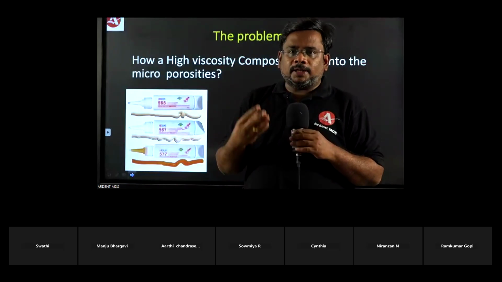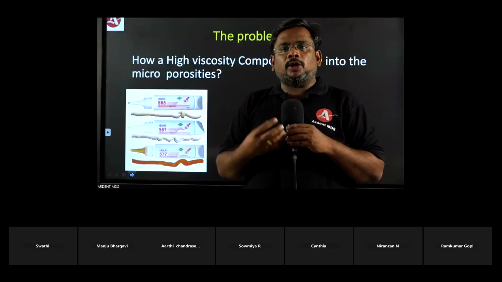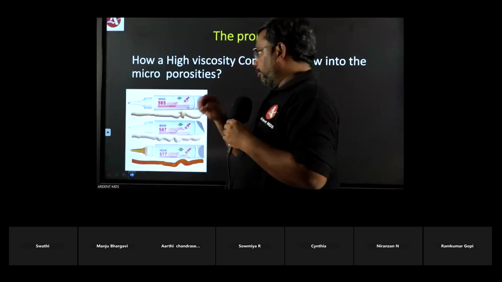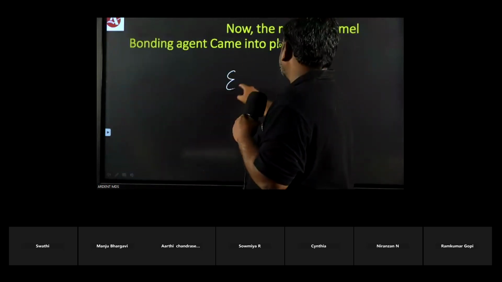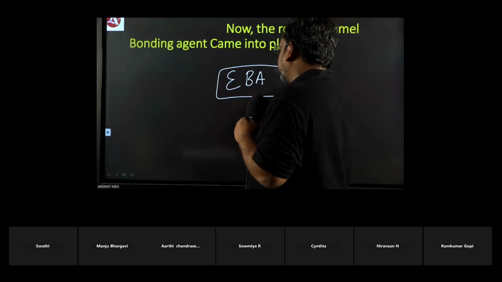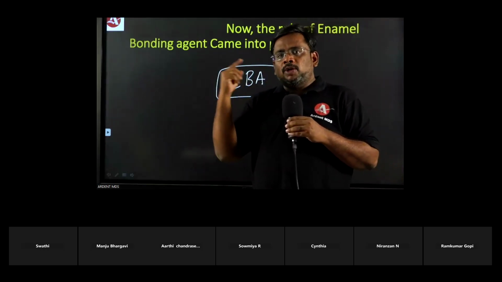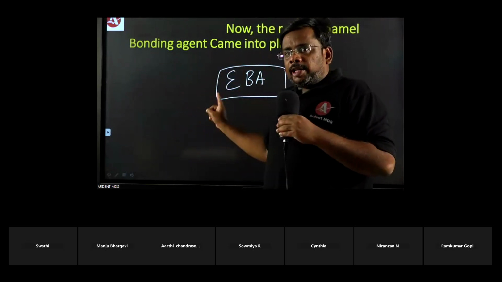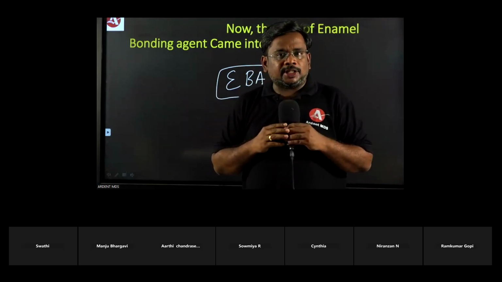Okay. So to overcome the problem, the scientists came with a new idea called enamel bonding agent. They came with a concept called enamel bonding agent. Still, I am not entering into the topic. These are all small concepts which you have to know before going to the real dentin bonding agent. I'm still talking about enamel bonding agent. So what will this enamel bonding agent do?